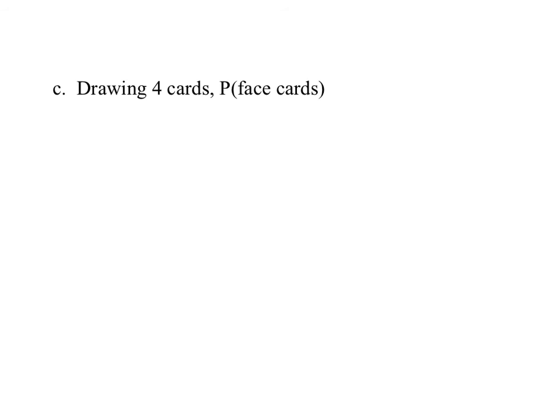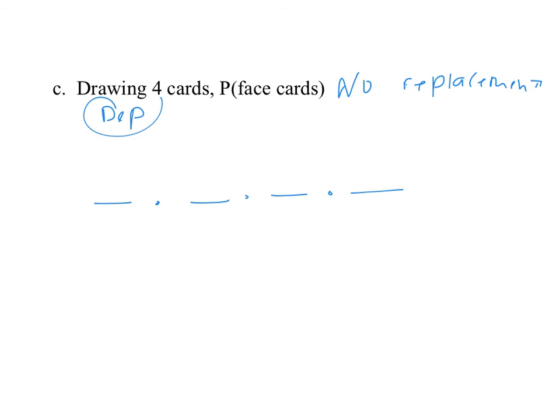Here we are drawing 4 cards. What's the probability that they are all face cards? Again, they're not saying they're replacing, so there is no replacement, which of course makes this the dependent scenario. And we're going to have 4 multiplying fractions, and each of them represents your face cards.